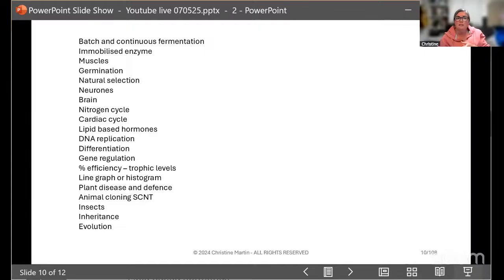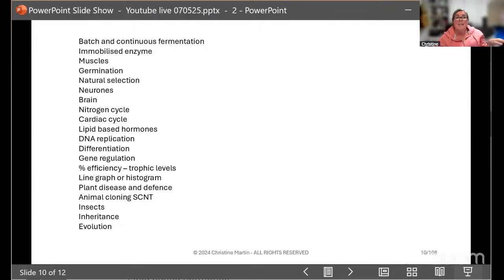Evolution, inheritance, insects, and animal cloning. That would be my kind of ones. No, medicine with silver is not just for paper 1. So batch and continuous fermentation is paper 2 or paper 3, as is immobilized enzymes. Muscles, germination, paper 1. Natural selection, paper 2 or 3. Neurons, paper 1. Brain, paper 1. Nitrogen cycle, paper 2 and 3. So remember, 3 is any of them.